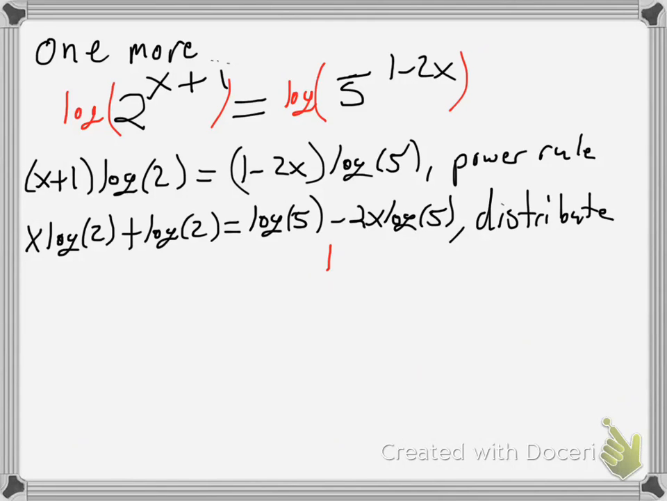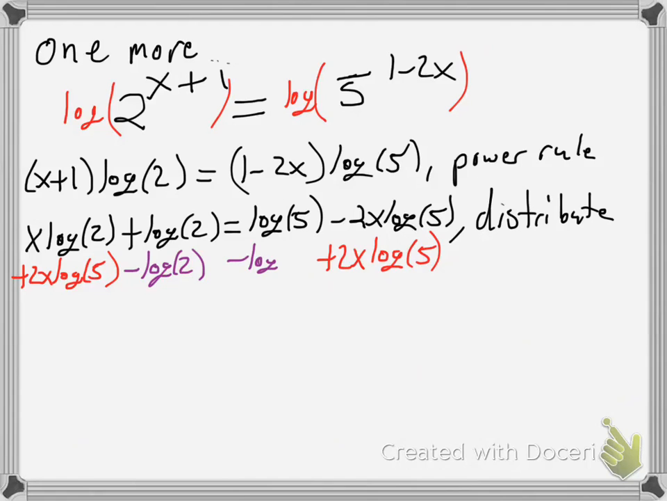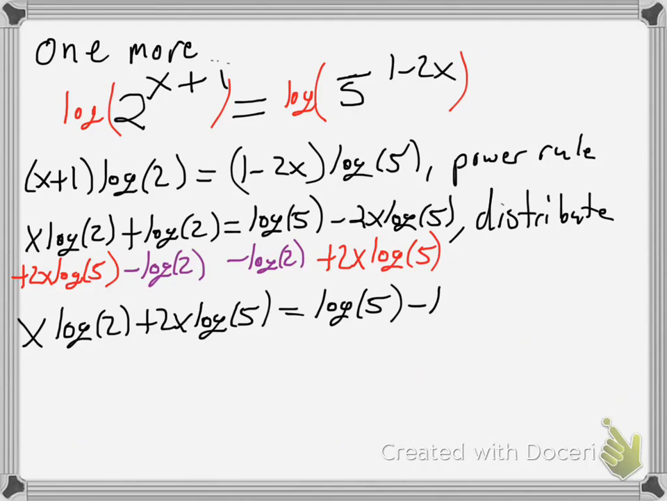Okay, now what we want to do is get all the x's on one side and all the numbers on the other side. So we're going to add 2x log 5 to both sides of the equation, and at the same time subtract log 2 from both sides. We're solving for x, moving all the x's over to the left hand side and the numbers onto the right hand side. So rewriting, we have x log 2 plus 2x log 5 equals log 5 minus log 2.